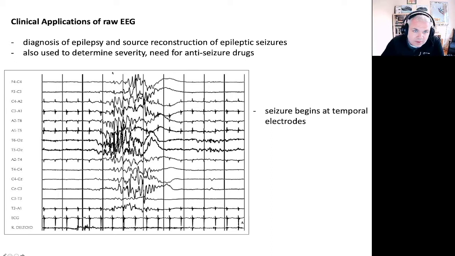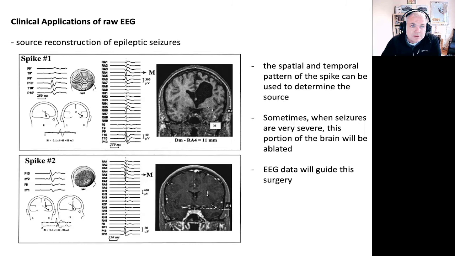So with very high density electrode arrays, and then subsequently sometimes with electrodes actually inserted underneath the skull into brain space, clinicians will try and figure out exactly where the seizure is sourced to allow them to pursue surgical options for these patients. So here's an example of how that might look, right?